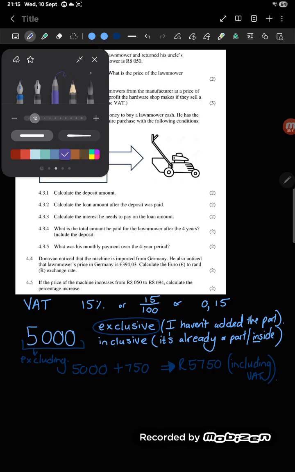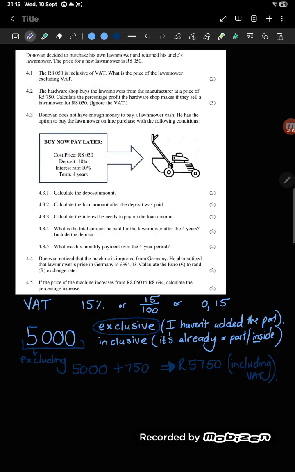Now, let's take green here. That's a cool color. Let's take this and say, how can we find again? I do like this color. 5,750. How can we find out? Say, for instance, they don't tell us what the VAT was, and we need to find out how much of this was VAT.